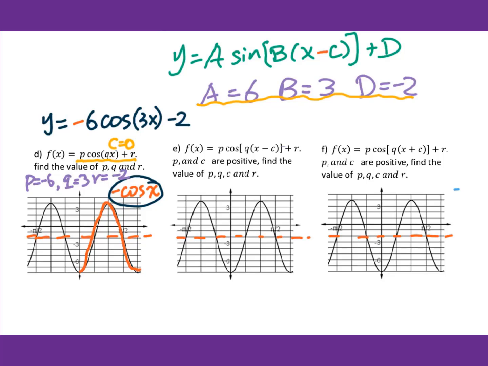Let's go to E. This time, P and C are positive. X minus 3, for example, let's move to the right side. P is positive, which means the pattern has to be a positive cosine pattern like this. So we can sketch the graph on the right side. It's here.